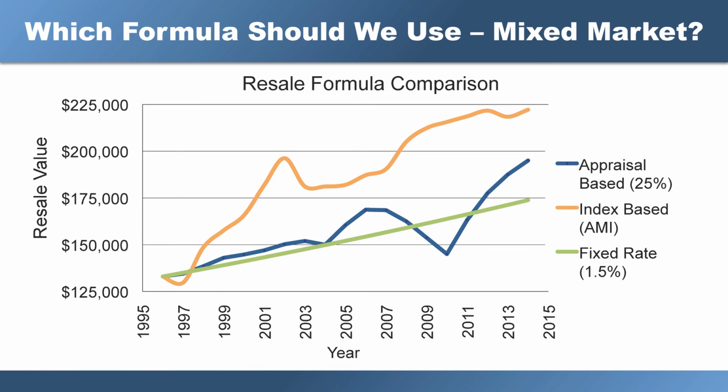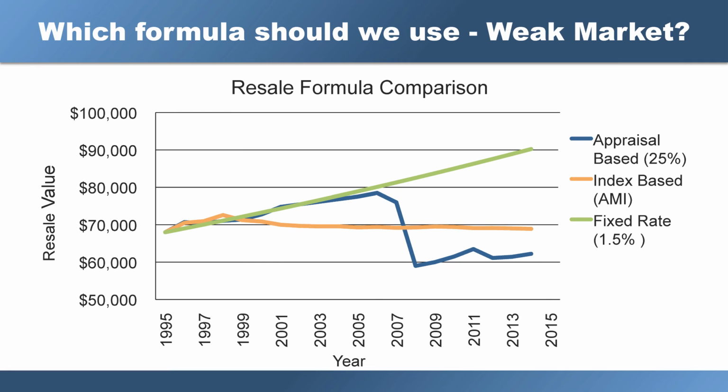And this is an example of how those three formulas perform in a mixed market. In this instance, changes in market rate housing are substantial, but even more significant are changes in area median income over time. Here the AMI is the least affordable option, and the appraisal-based formula and the fixed-rate formula seem to track each other. And finally, this is an example of a down market.